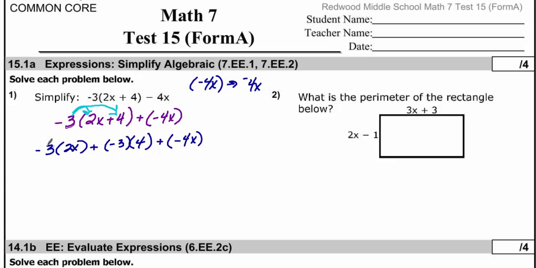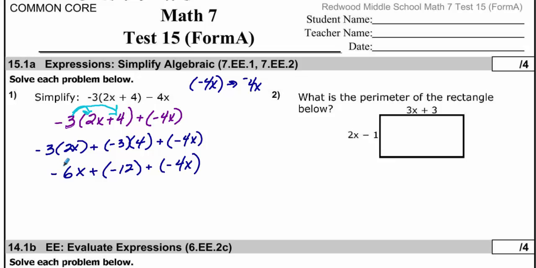All right, so let's do the multiplication. Negative 3 times 2x. Well, negative 3 times 2 is negative 6. So negative 3 times 2x is negative 6x. Plus negative 3 times 4 is negative 12, plus our negative 4x. Now we have done all the multiplication. It's time to start combining things.